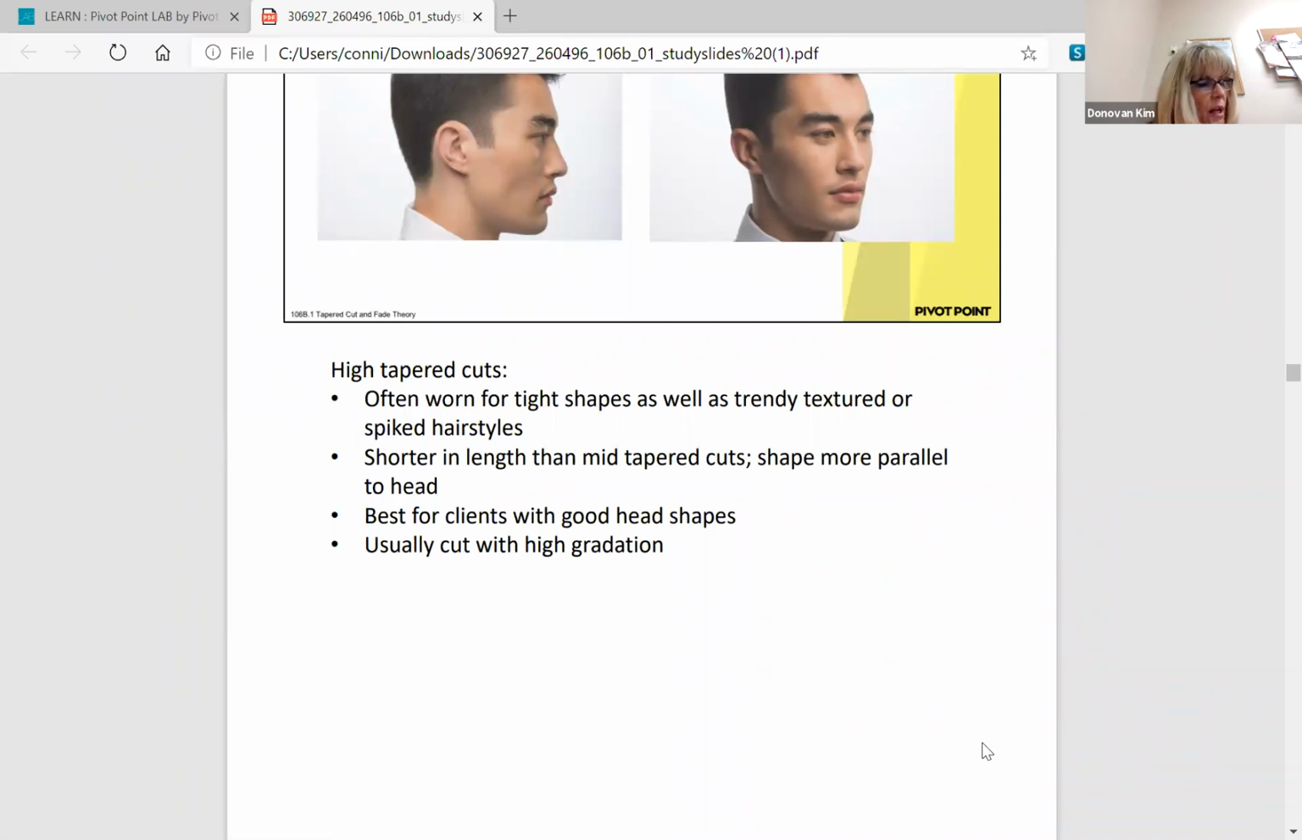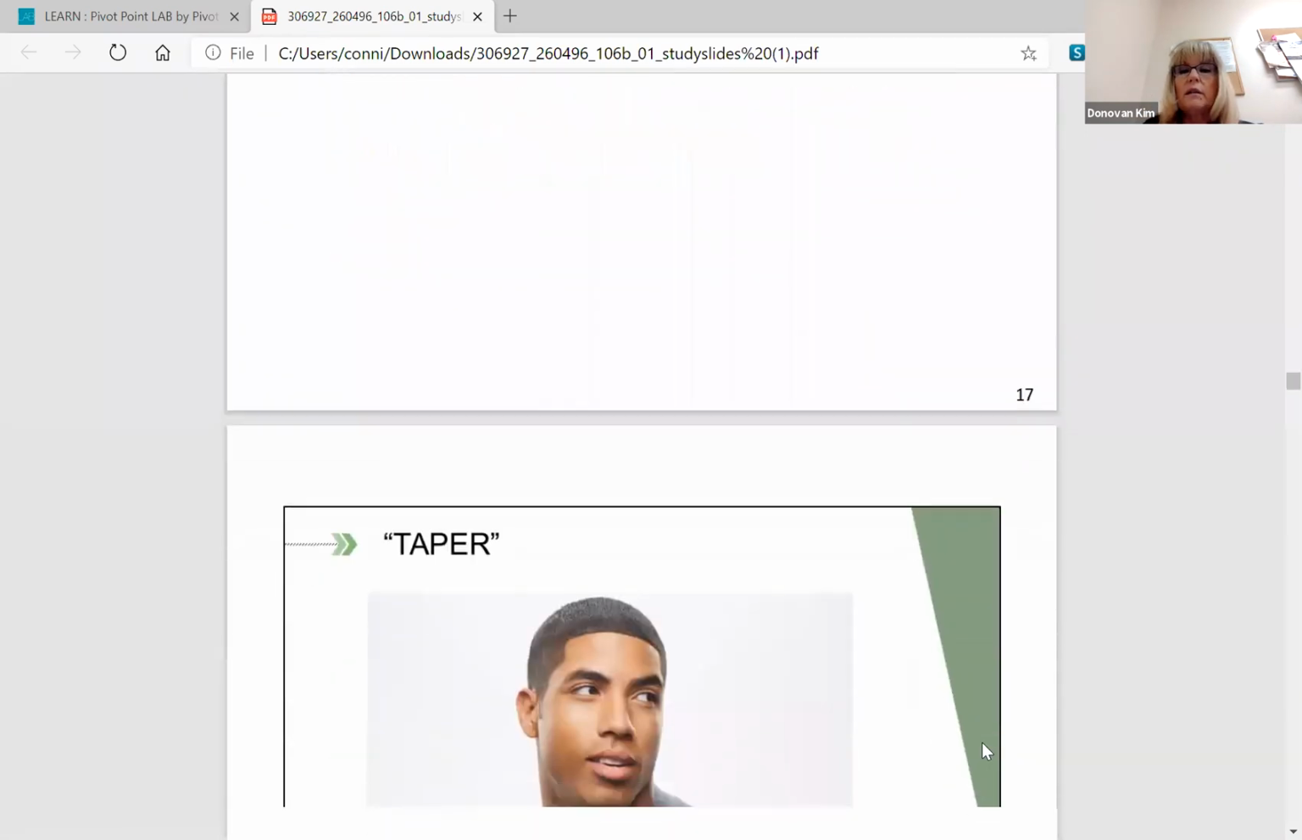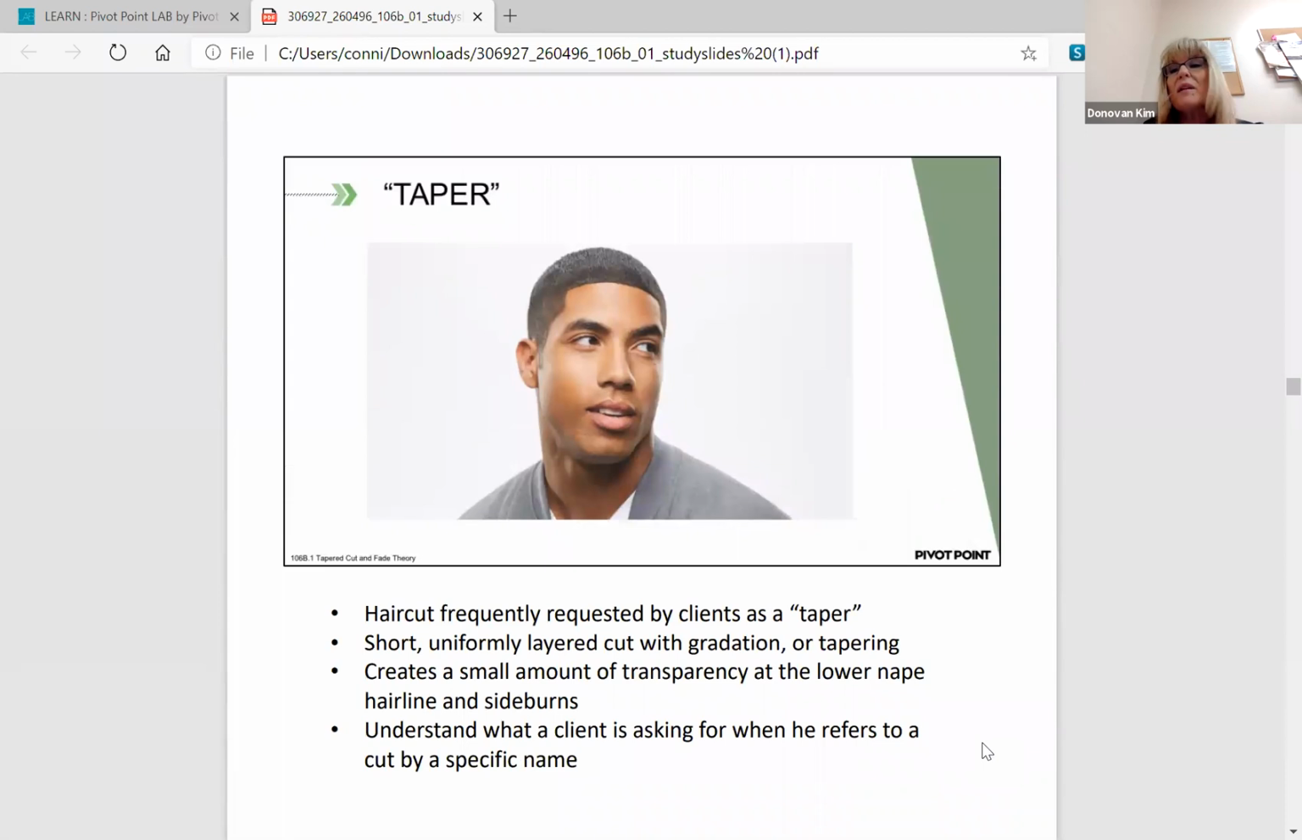Be sure you understand what the client is asking for when he refers to a cut by a specific name. So remember that part, because that's important, because we've had many arguments over what a taper and a fade is. And that's just what people come up with. And of course, I was told by someone that it's all about me being old that makes the difference. So if I think that way, I'm not the only one, obviously, because I learned it from somewhere.